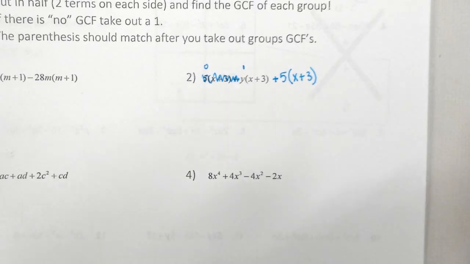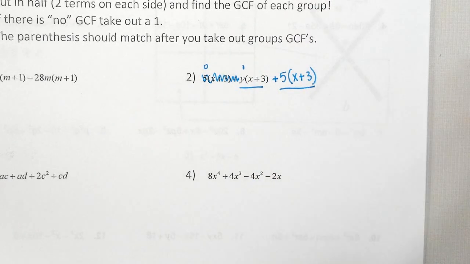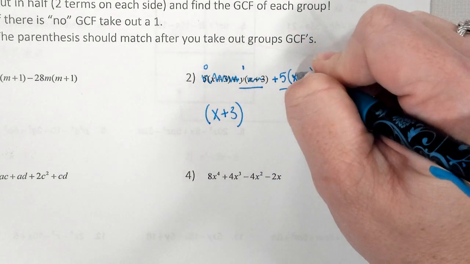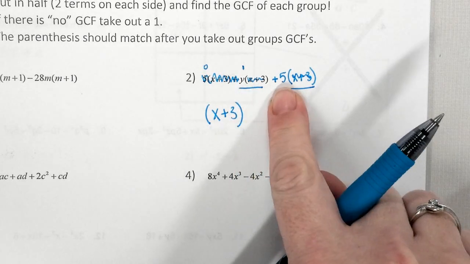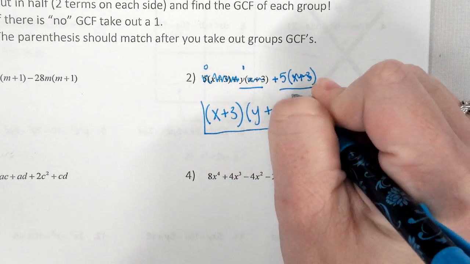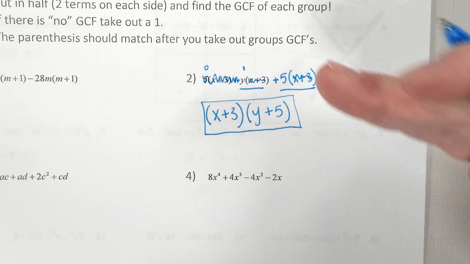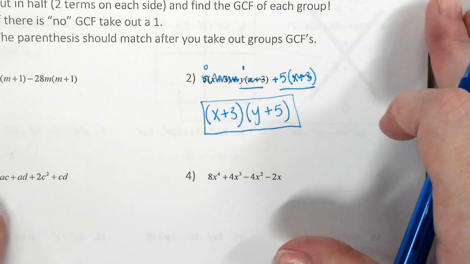Okay, so remember yesterday we talked about the 2 terms, because there's 2 terms here, they both have an x plus 3 inside parentheses. So we can take that out because that's their GCF. So when we take out the x plus 3, what do they have left? Well, we have y plus 5. There's your answer. Okay, so pretty much this is already grouped for you. So our goal is to get our 4 terms to look like that. So let's look at number 3.